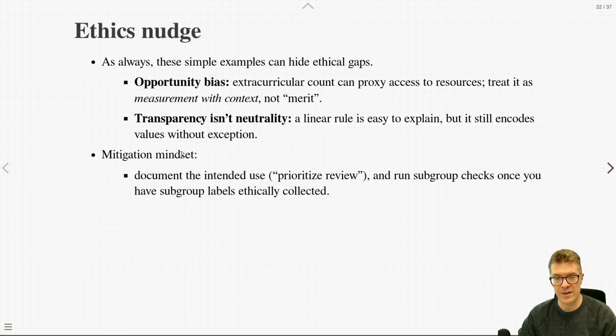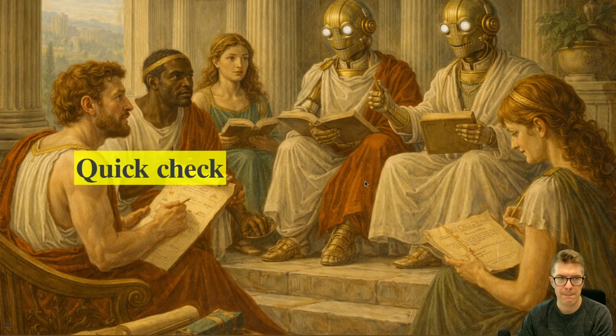When you're actually in a situation, you're going to document as much as you can. You're going to prioritize different aspects of these measurements for review. You'll run subgroup checks to make sure that you're not just admitting everyone from this high school and rejecting everyone from that high school. You're making sure that the labels are collected in a way that makes sense and so on. It's very important.